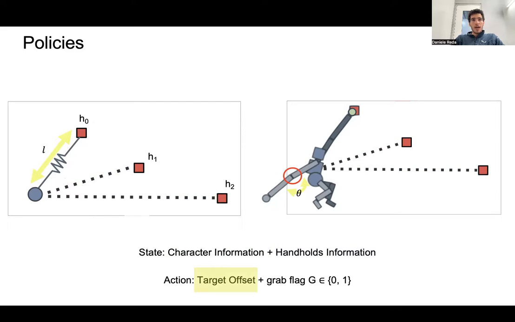Then the policy outputs an action. This consists of a target offset for each link. For the simplified model, this is basically the target length for the extendable arm, which is then approximated with a spring and damper model, while for the full model, it's the target angle for each joint. The policy also outputs a flag, indicating whether to grab or to release with the hand.